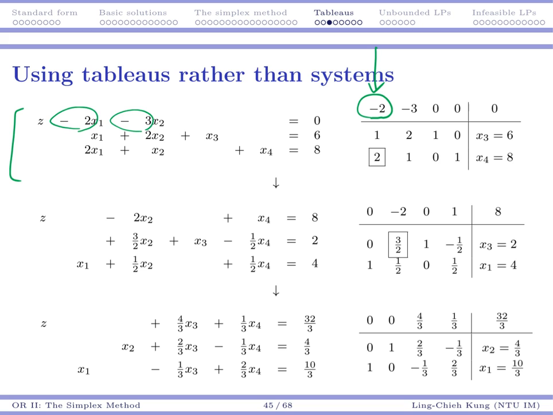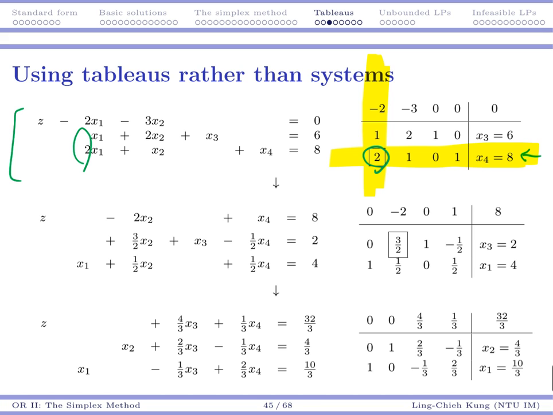And then we do some kind of ratio test, right? Here, the ratio test would be carried out according to 6, 8 and 1, 2. Once we do the ratio test and find the smallest ratio, then we know we get one column to enter, that's for x1, and one row to leave, that's for x4. So x1 should enter, x4 should leave. And the intersection is boxed here. That number is considered as the pivot.